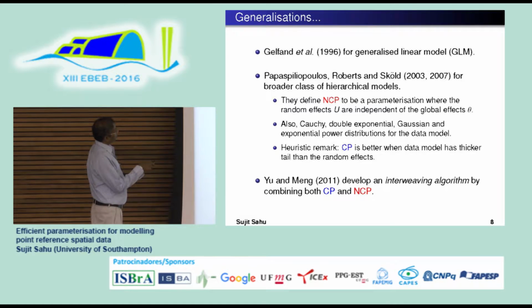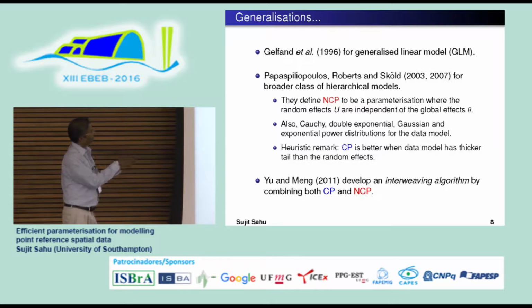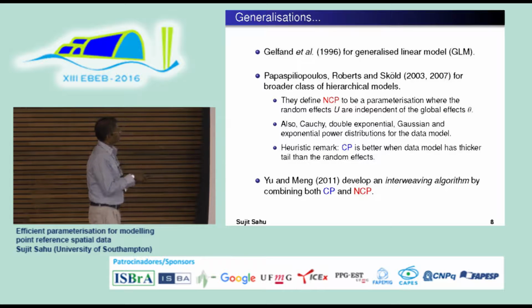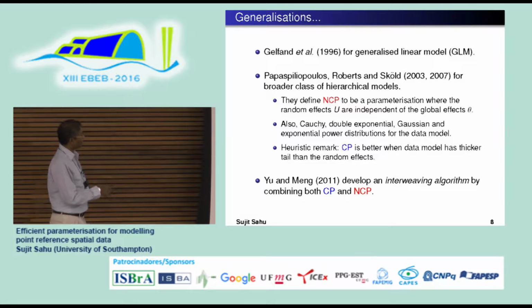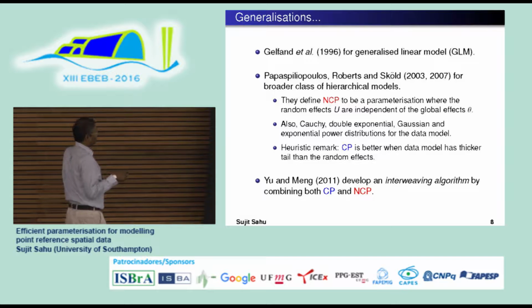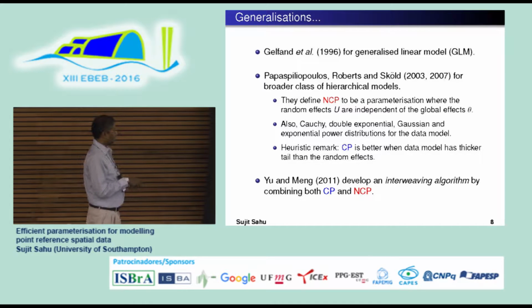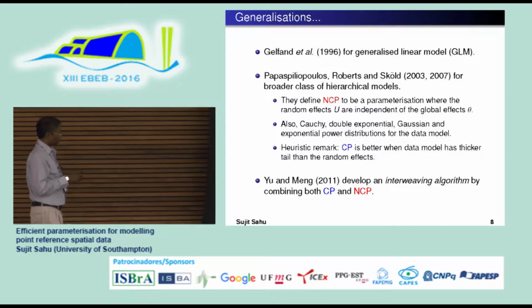We, Alan and ourselves and Brad Cullen, did it for the generalized linear model, GLM, and Omidas and Gareth and colleagues did it for a broader class of hierarchical models. Gareth can tell me if I'm wrong. They defined NCP to be the parameterization where the random effects u_i are independent of the global effects theta. The thetas are what you call the global effects. They also did it for heavier-tailed Cauchy, double exponential, Gaussian and exponential power distributions for the data model. They generalized all this, and the heuristic remark is that CP is better when the data model has thicker tails than the random effect. That's from Gareth's paper.